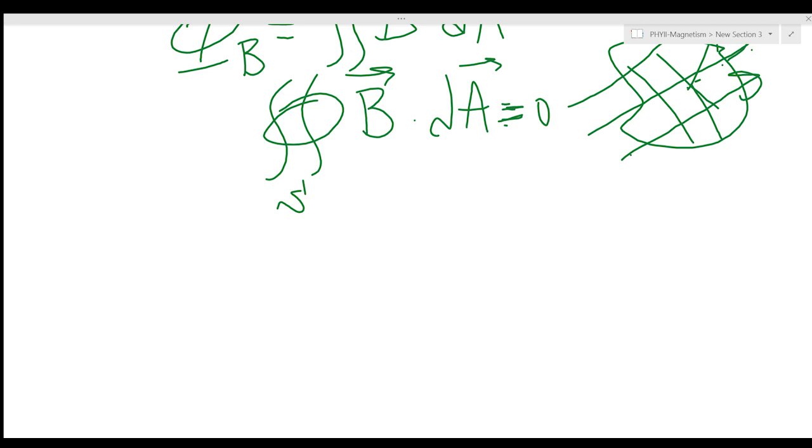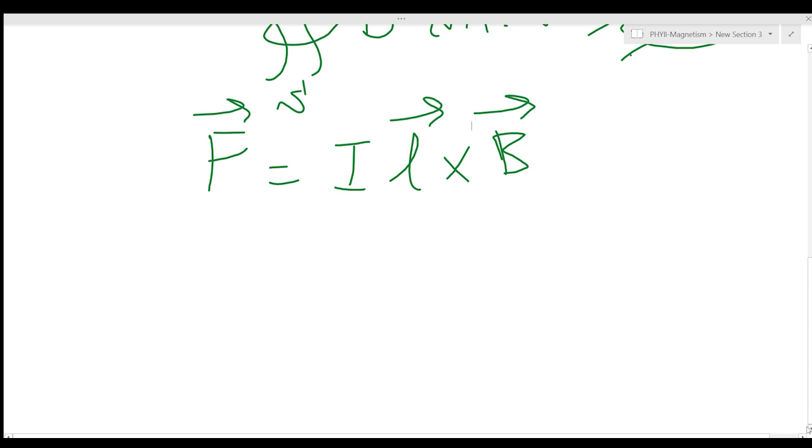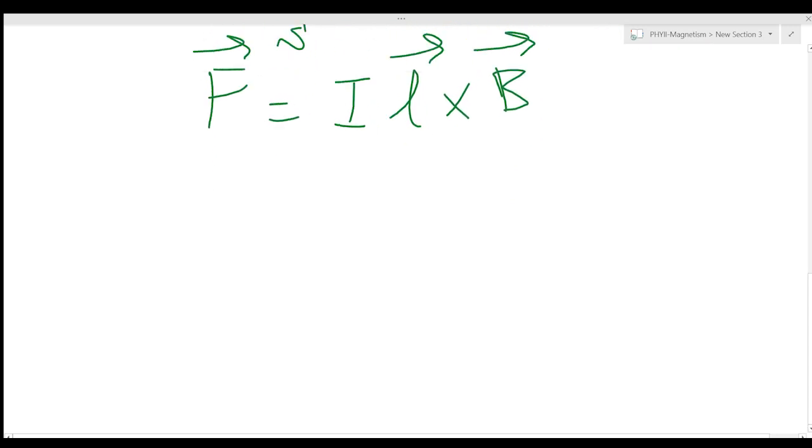Another expression we're going to learn in this chapter is for a wire that is carrying the current I inside a magnetic field, of length L. So the wire has a specific length, and is subject to a force when it's inside a magnetic field given by this expression. Again, it derives from the Lorentz force, so you can see exactly how that comes to be. But again, this is a wire in here.